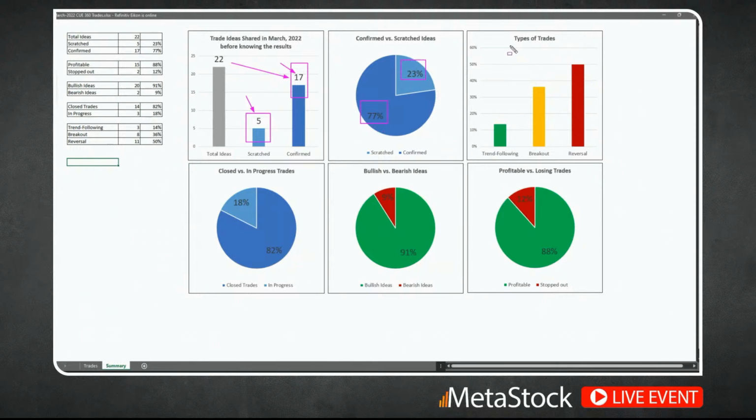Now in the top right hand graph, there is something interesting, and that is probably one of the secrets why the trades I shared, others, at least non-Q users, found it difficult to find.